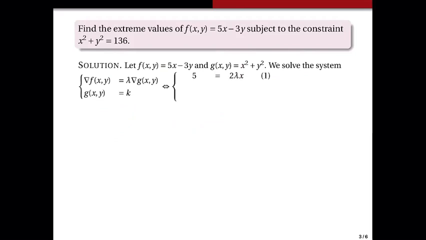In this case, the partial derivative with respect to x on the left-hand side is just 5. For the function g, the partial derivative with respect to x is 2x, and then we have the lambda, so we will have 2 lambda x. For the y part, the partial derivative with respect to y is negative 3, and for g we have 2y, and then there's the lambda. And of course, the last equation is the constraint, so we will have x squared plus y squared equals 136.